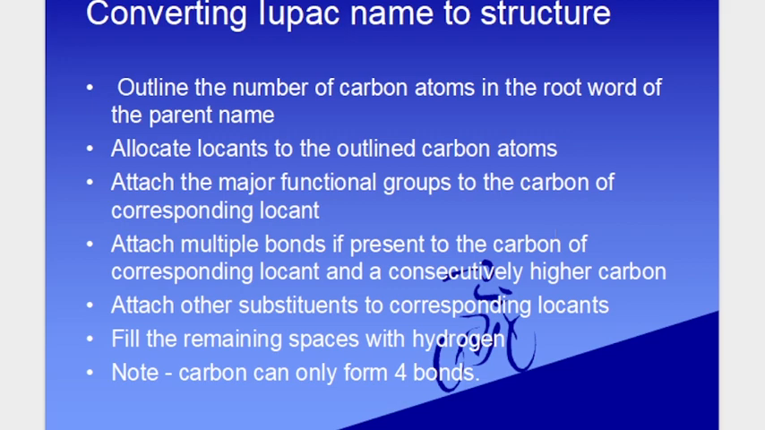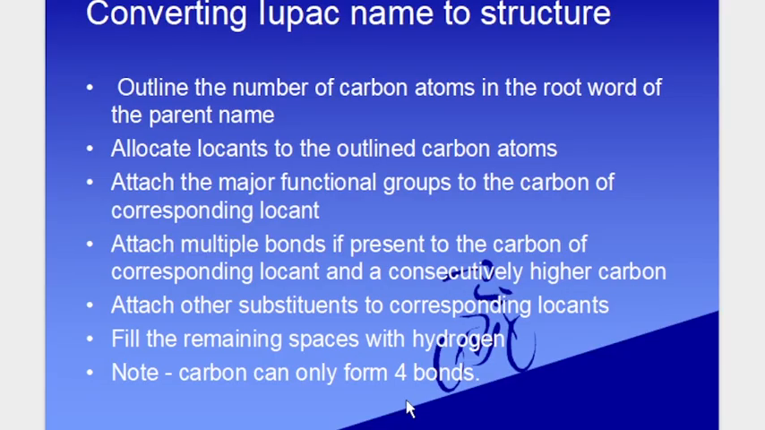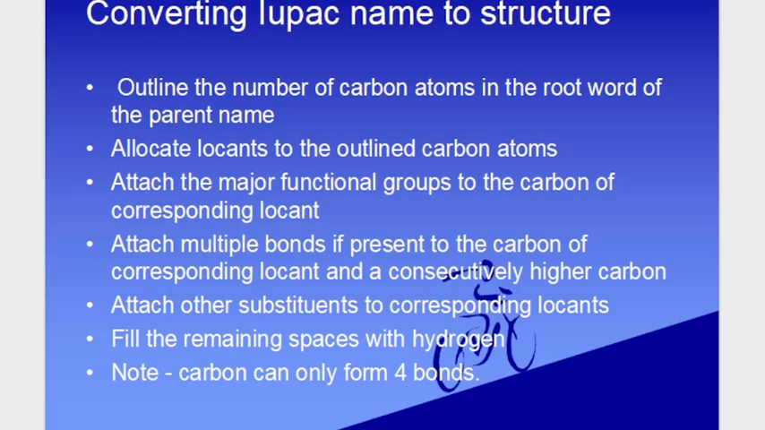So I'm going to give us an example, and with this example, we are going to be following the principles. To be able to understand this, we are going to try to convert this particular compound into its structure. The name of the compound we are considering is 2,2-dibromo-3-chloro-4-propyldodec-4,6-dienoic acid. Okay, it's already looking too long, but yes, we are going to use this. Once you're able to convert this, there is no problem. You can convert every single organic compound name to a structure.